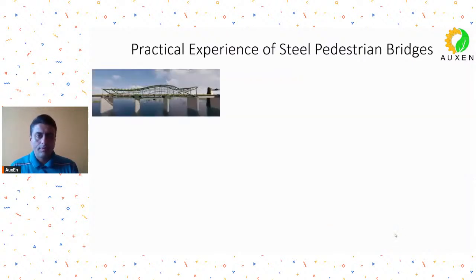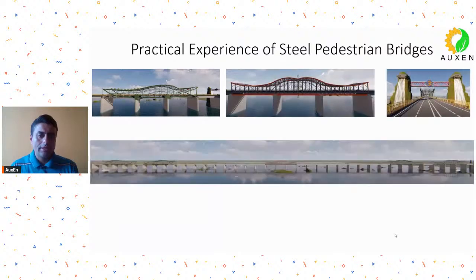So this was one of the bridges, and then these are some concepts that we had developed. This was a concept that we had developed over the river Narmada. This was a road bridge, not a pedestrian bridge, on the Narmada river at Khalghat, near Khandwa.